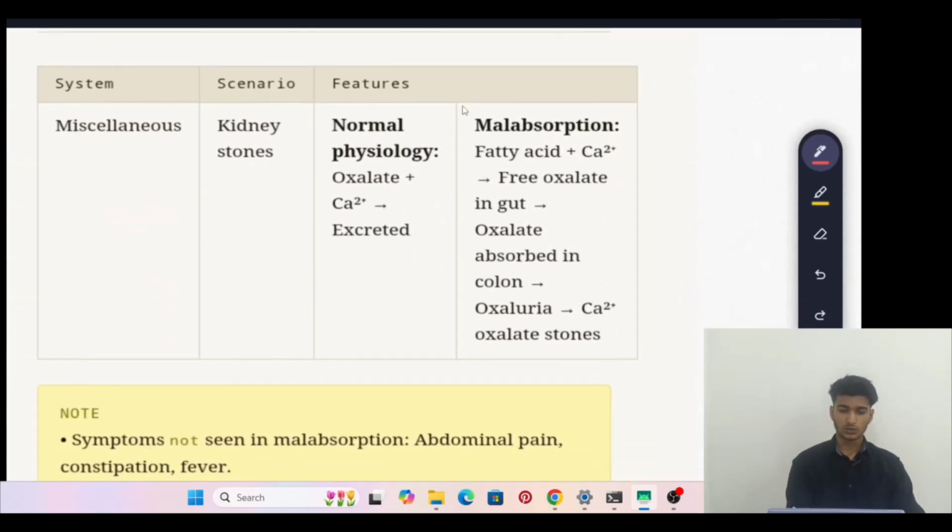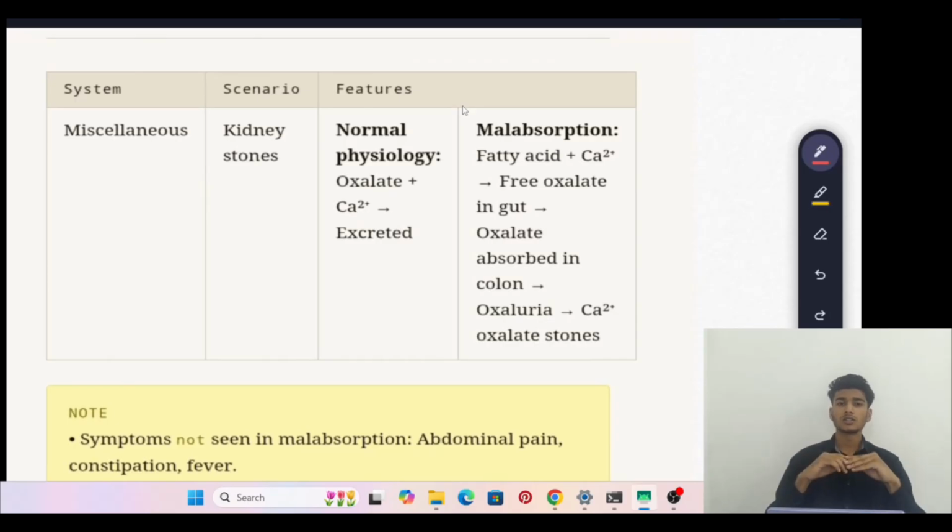Then kidney stones. How do kidney stones form? I'll tell you the formation. In normal physiology, what happens? Whenever we eat substances like spinach and peanuts, they contain oxalate. This oxalate moves through the small intestine and combines with calcium, forming calcium oxalate stones, and it will be defecated. So that's a very simple thing.